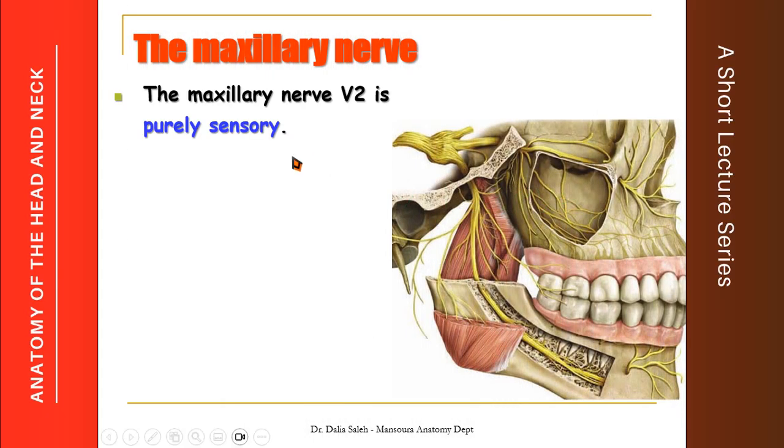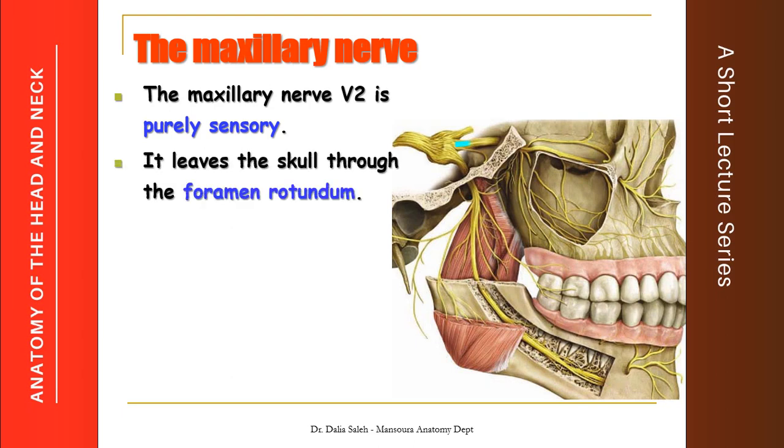This is the trigeminal ganglion, which lies in the middle cranial fossa. It has three divisions: the ophthalmic nerve, the maxillary nerve, and the mandibular nerve. And this is the trigeminal nerve. The maxillary nerve, which is the second division of the trigeminal ganglion, is a purely sensory nerve.